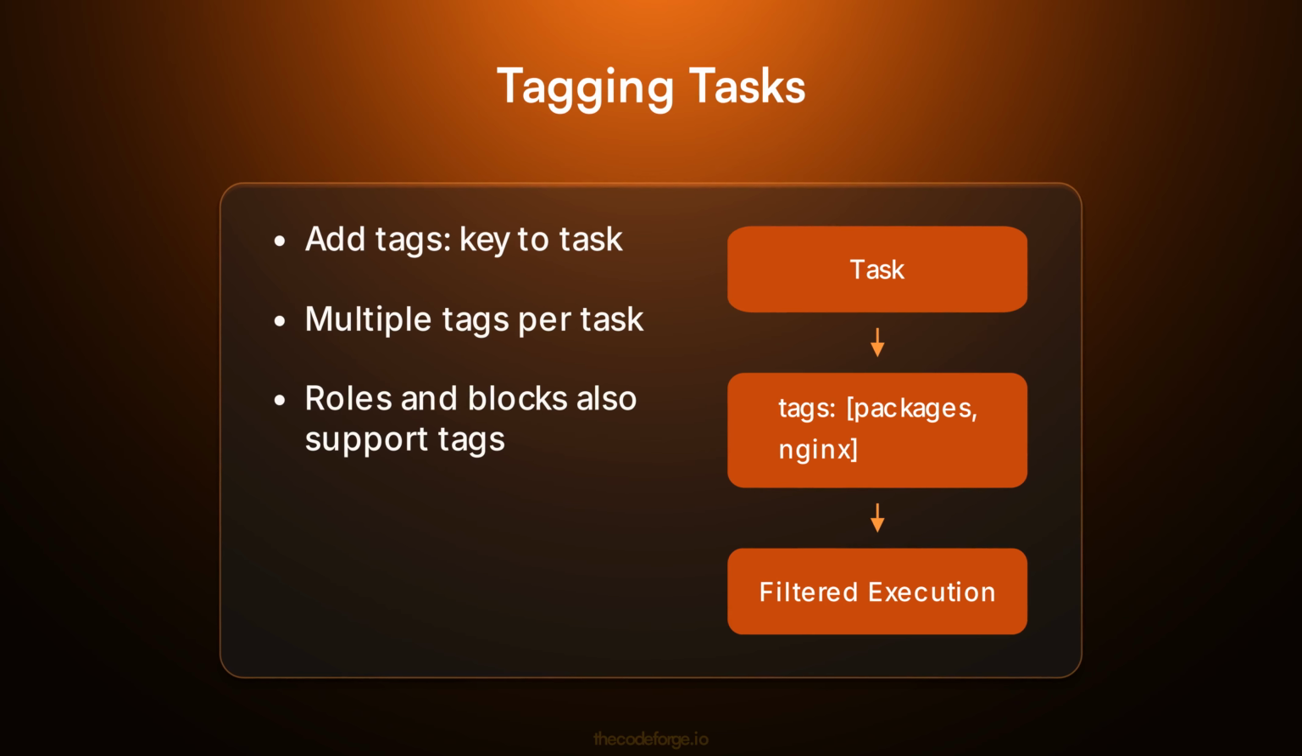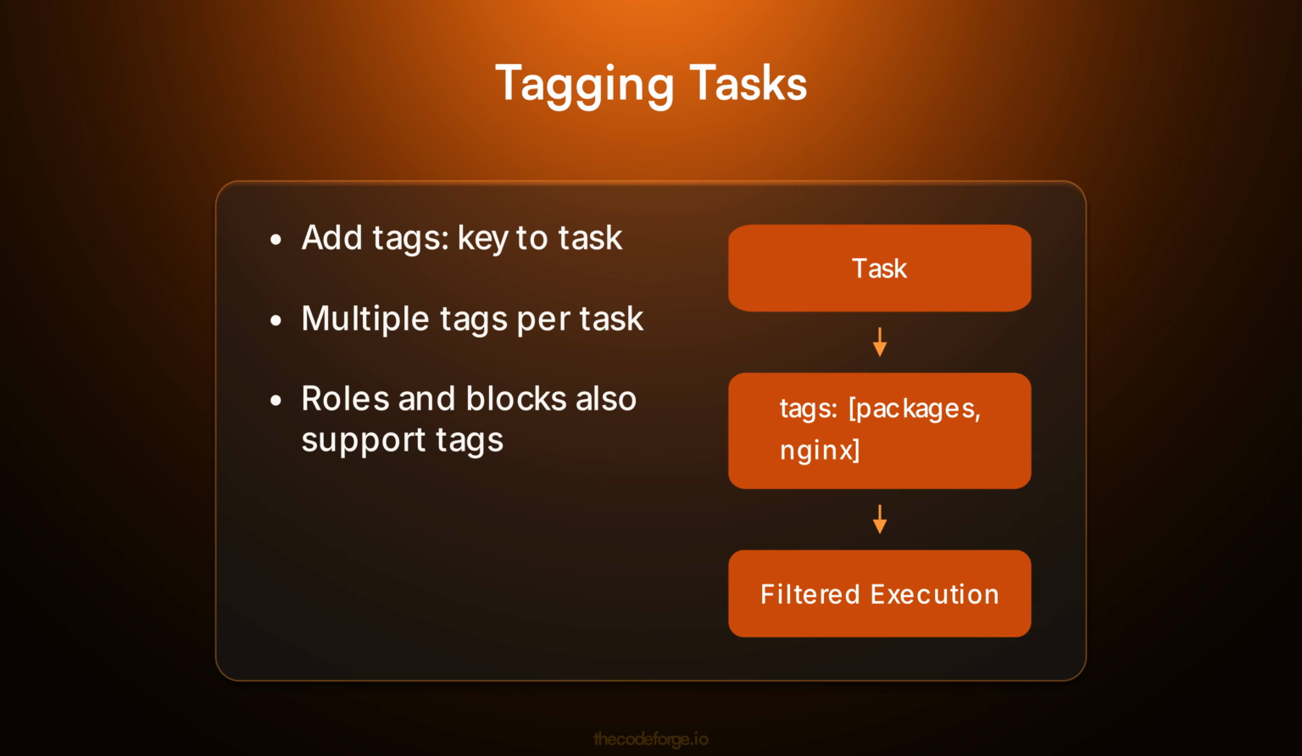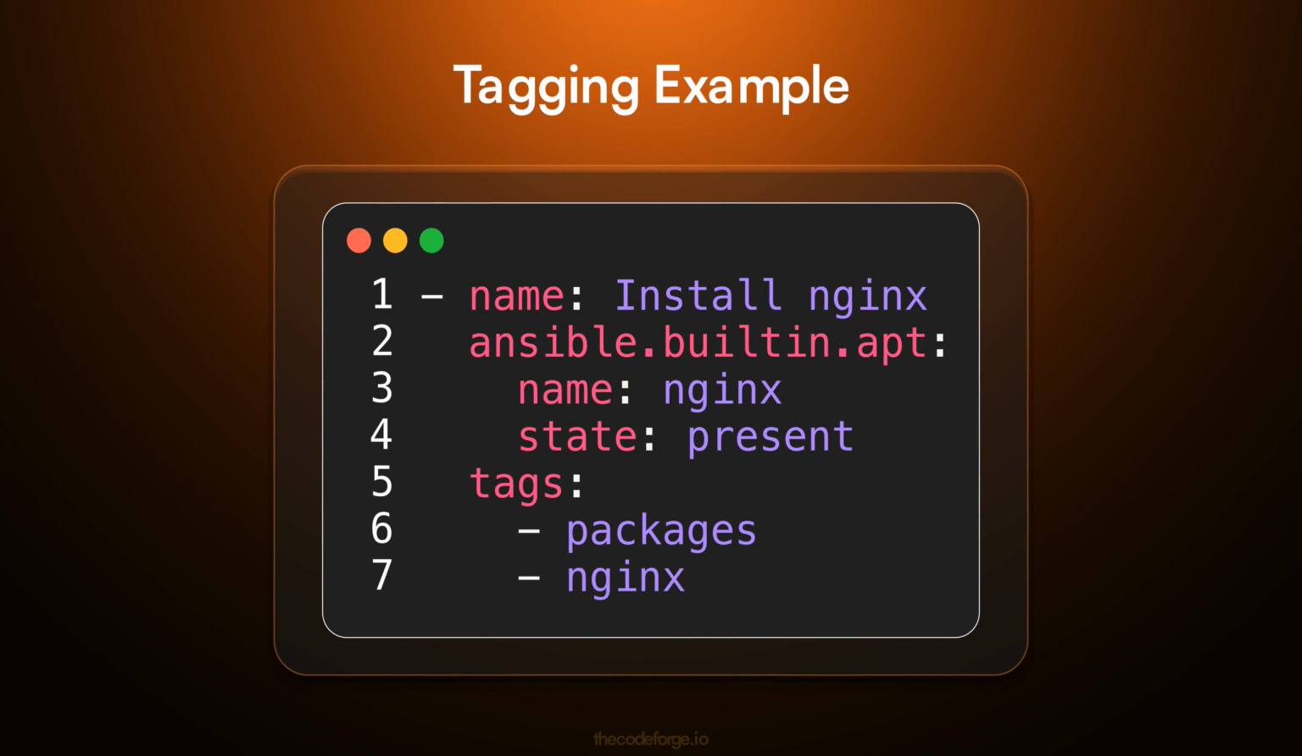Tagging is straightforward. Add a tags key to any task, role, or block. For example, an Nginx installation task can have tags packages and nginx. This allows you to run only Nginx-related tasks. Here's a task that installs Nginx with 2 tags. You can now run this task specifically with --tags nginx.